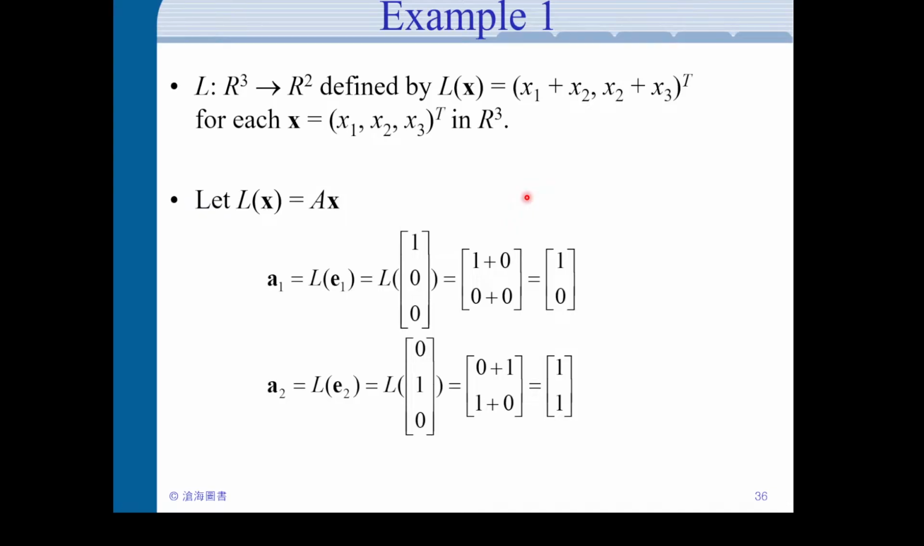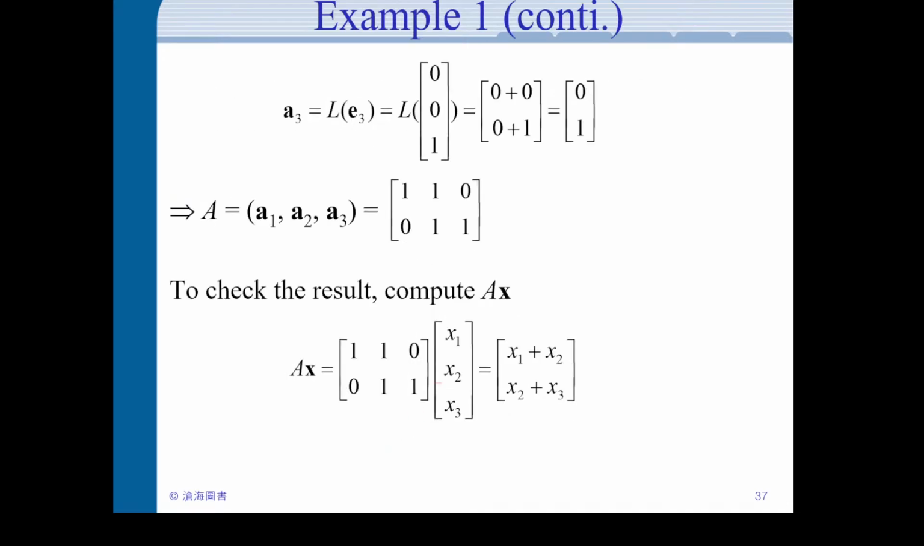So we have this mapping from R3 to R2, where the result is x1 plus x2 on the first coordinate and x2 plus x3 on the second coordinate. Then we can find the 3 columns of this L by mapping the 3 standard basis elements. So we map (1,0,0), (0,1,0) and (0,0,1).